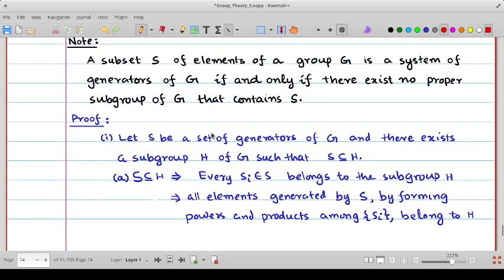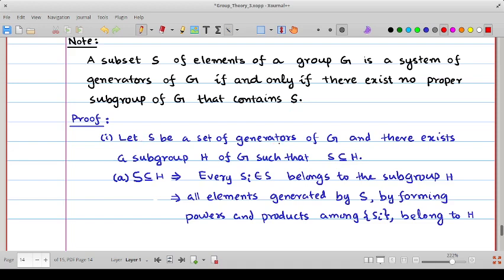Okay. So we will prove this in two steps. First, we prove that if we have a set of generators, then there exists no proper subgroup of G that contains S. And in the second step, we assume that there exists no proper subgroup of G that contains S. Then we will show that this implies that the set of elements S is a set of generators of the group.